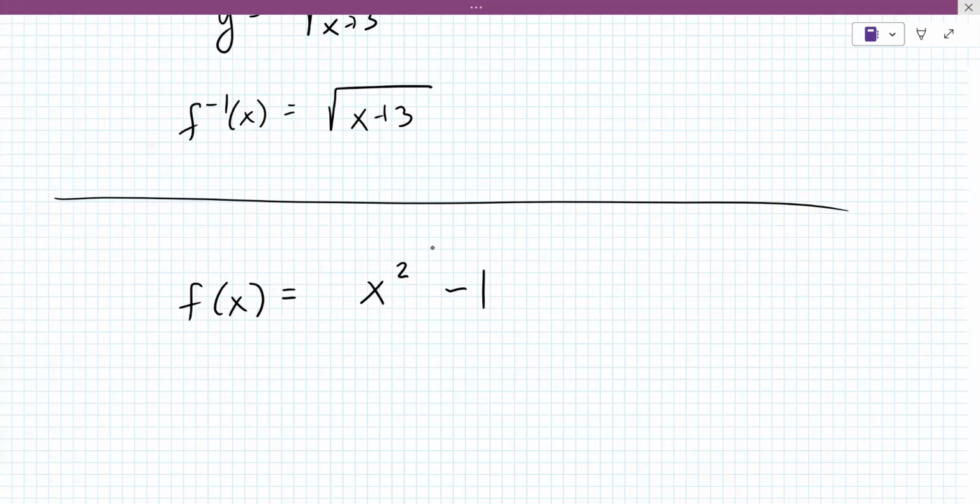y equals x squared minus 1. Wait, so x, square root that. f inverse of x equals square root of x minus 1.